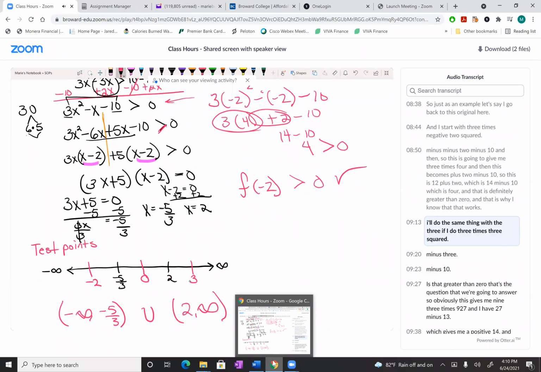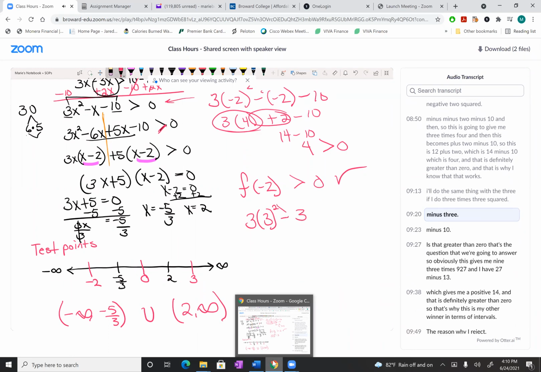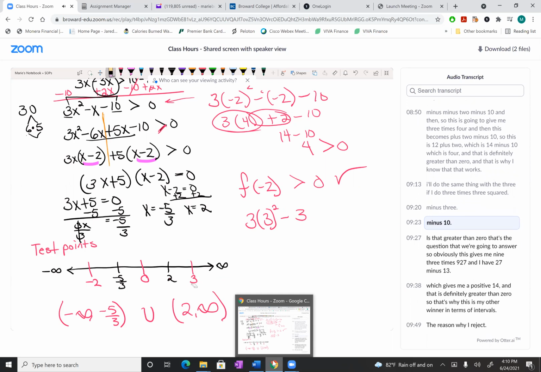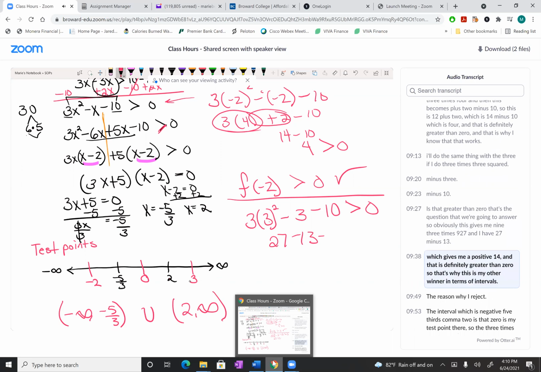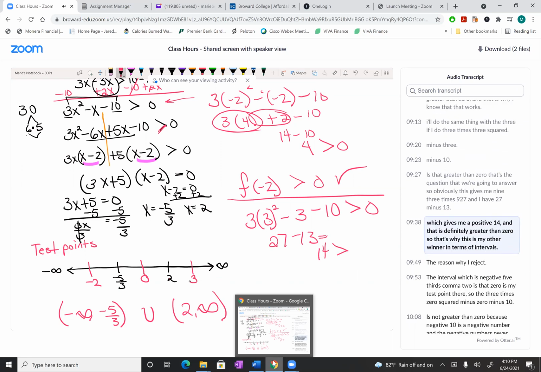I'll do the same thing with the 3. If I do 3 times 3 squared minus 3 minus 10, is that greater than 0? That's the question that we're going to answer. So obviously 3 squared gives me 9, 3 times 9 is 27, and I have 27 minus 13, which gives me positive 14, and that is definitely greater than 0. So that's why this is my other winner in terms of intervals.